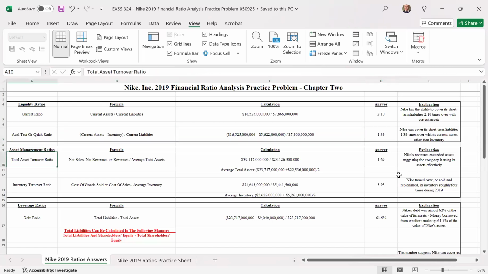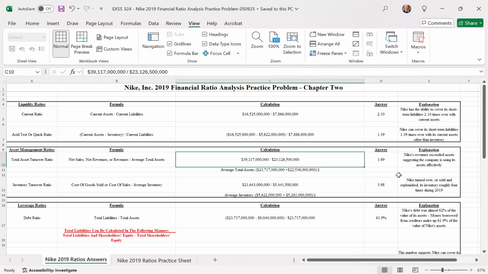For the next ratio, we go down to our asset management ratios and look at the total asset turnover ratio. The numerator is net sales, net revenues, or revenues, regardless of how it's presented on Nike's financial statements. It all comes from the income statement, and we divide it by average total assets. Luckily, the financial statements presented by Nike give us 2 years' worth of data. For average total assets, we go to the balance sheet, get those two numbers, add them together, and divide by 2. That will be our denominator.